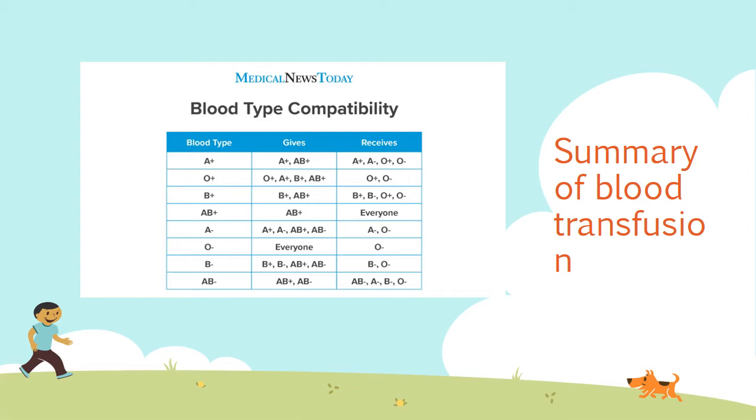B negative gives to B positive, B negative, AB positive, AB negative, and receives from B negative and only O negative. AB negative gives to AB positive and AB negative, and receives from AB negative, A negative, B negative, and O negative.